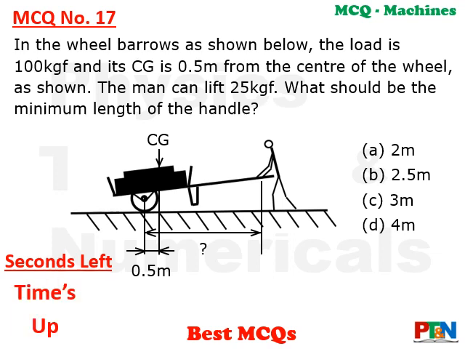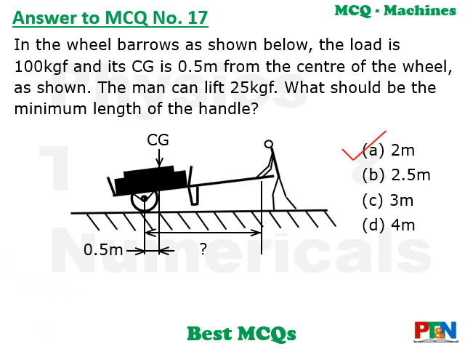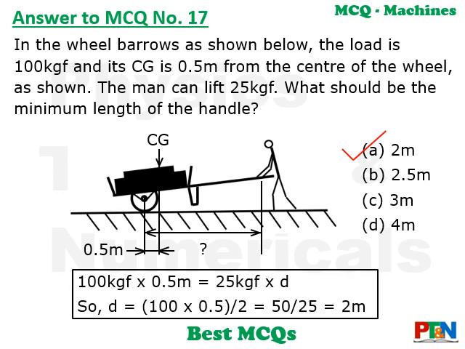Time's up. Let's see the answer. The answer is 2 meter. Let's understand the calculation also. So the relationship is 100 kgf into 0.5 meter is equal to 25 kgf into the distance from the fulcrum. So D is equal to 100 into 0.5 by 25, that is 2 meter.